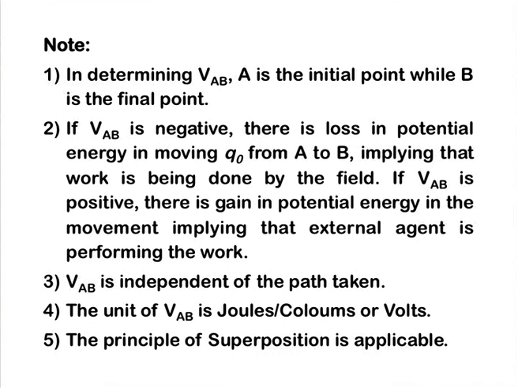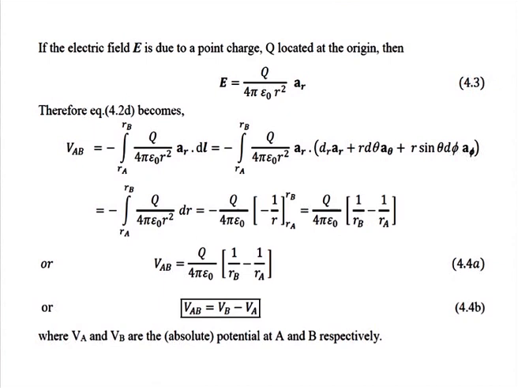Here VAB is independent of the path taken. The unit of VAB is joules per coulomb or volts, and the principle of superposition applies to the concept of potential also. We have already seen in the previous program that the electric field E due to a point charge located at the origin is given by equation 4.3, that is E is equal to Q upon 4 pi epsilon naught R square into aR.